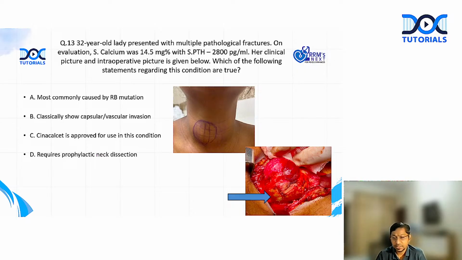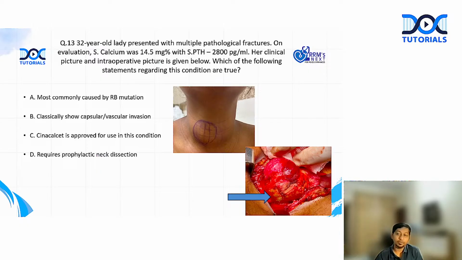You can see here, this is a patient with severe hypercalcemia. Of course, it's a symptomatic patient, multiple pathological fractures, severe hypercalcemia with a calcium of 14.5. PTH is severely elevated, 2800. So usually the upper limit of normal is around 75, so that is more than 10 times the elevation of serum PTH. Patient seems to have a palpable swelling in the neck, which is marked here in this clinical photograph.